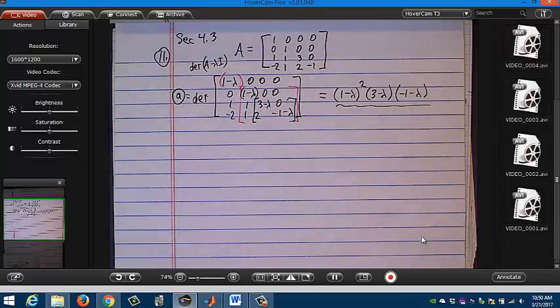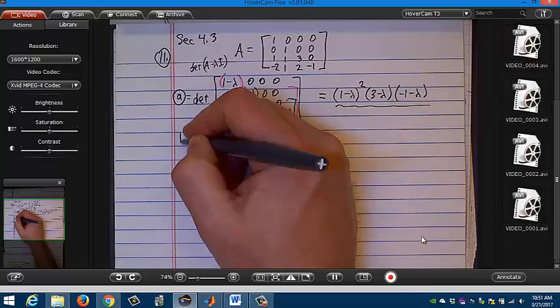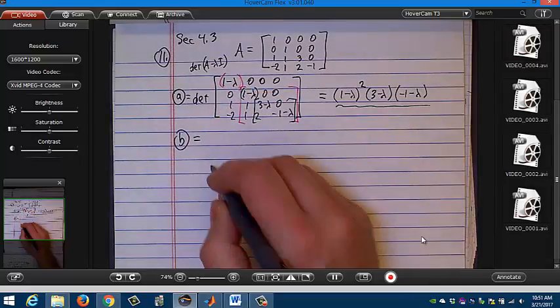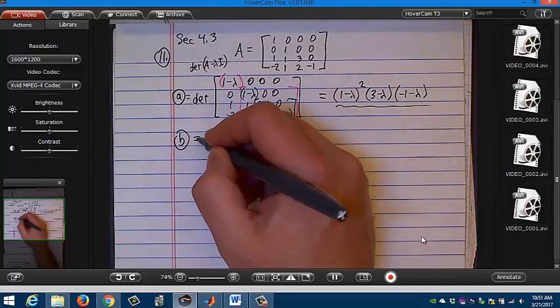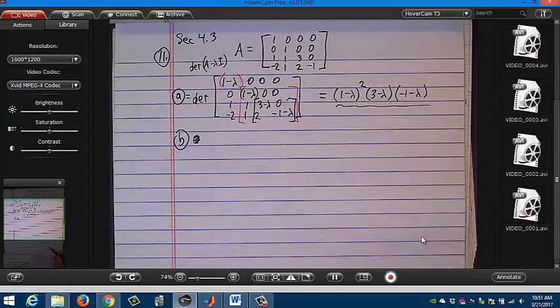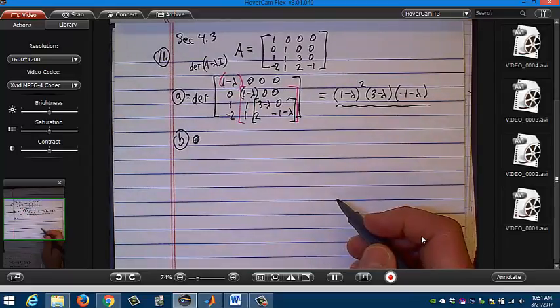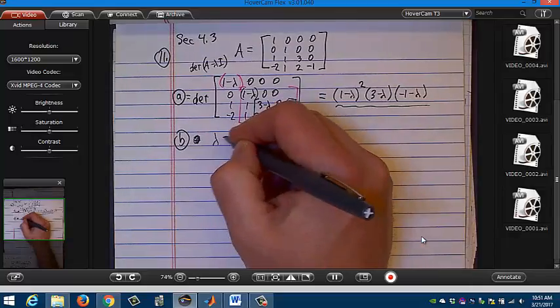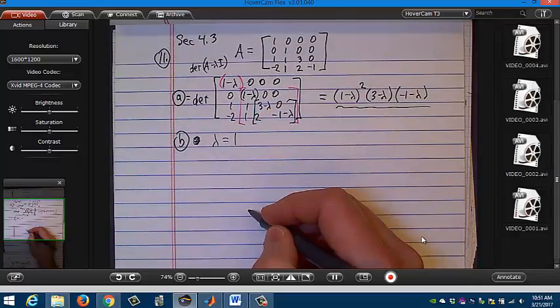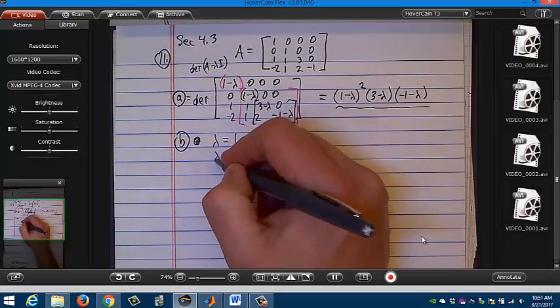Part B asks, can we find the eigenvalues? Well, that's easy once you have this. What are the eigenvalues? Do you have that for me, Mitchell? 1. Yep. 3, negative 1. That's right.